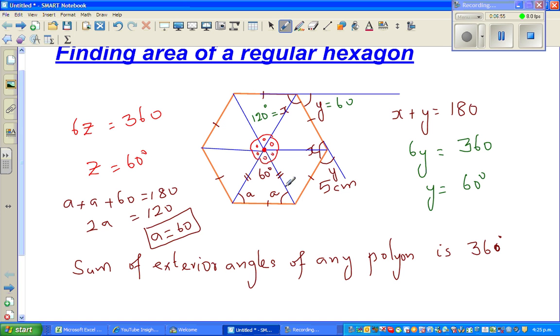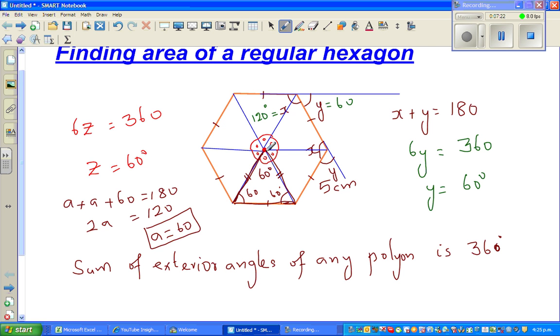So basically, if A is 60, this has become an equilateral triangle. This is 60, this is 60, and this is 60. Now we are interested in finding the area of one triangle, and if I multiply that by 6, I get the area of the hexagon. That's my idea. That's what is going to happen now.